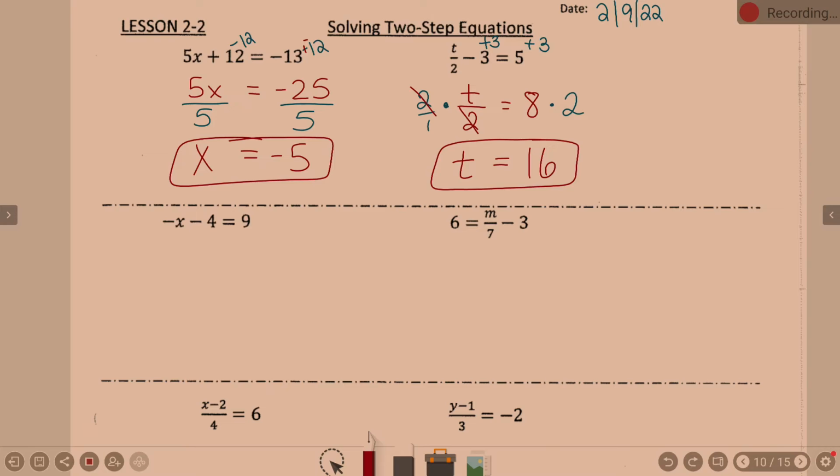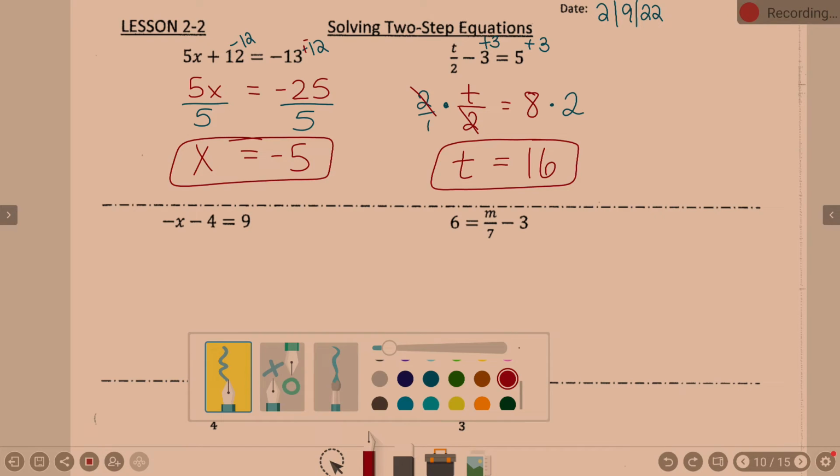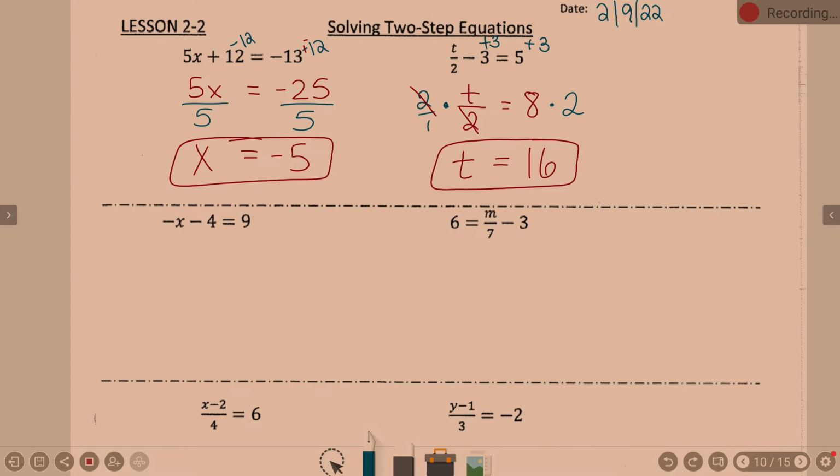Okay, let's try the next one. Negative x minus 4 equals 9. You have to add it. If it's negative x minus 4, the opposite of subtracting 4 is to add 4. If I add 4 on the left, we're going to add 4 on the right. So what's on my left side then? Negative x. Minus 4 plus 4 cancel. I have negative x. 9 plus 4 is?